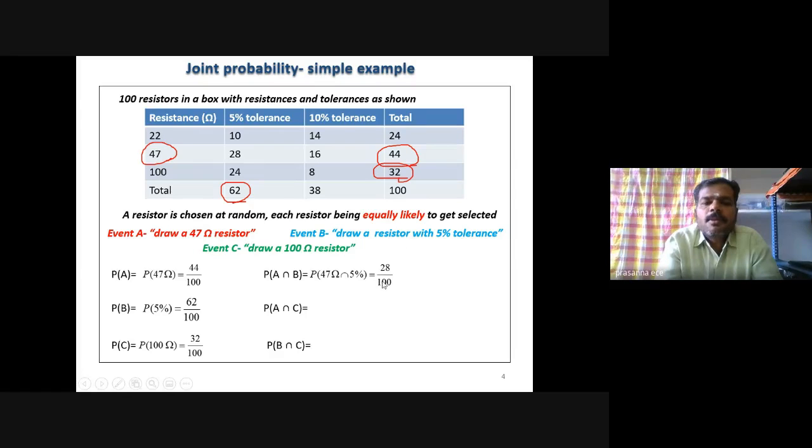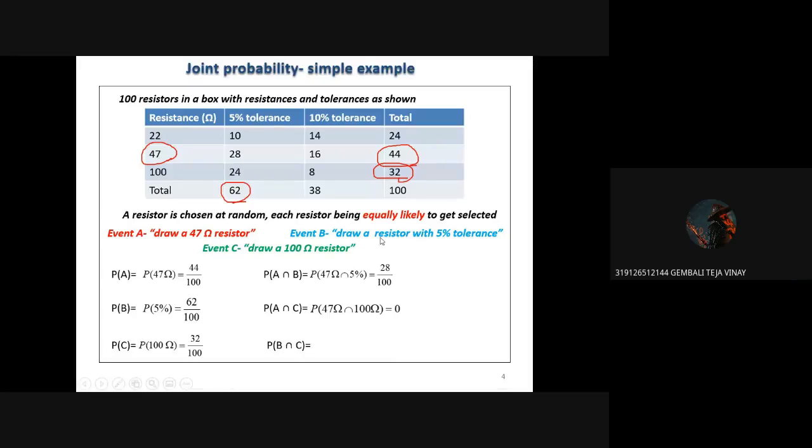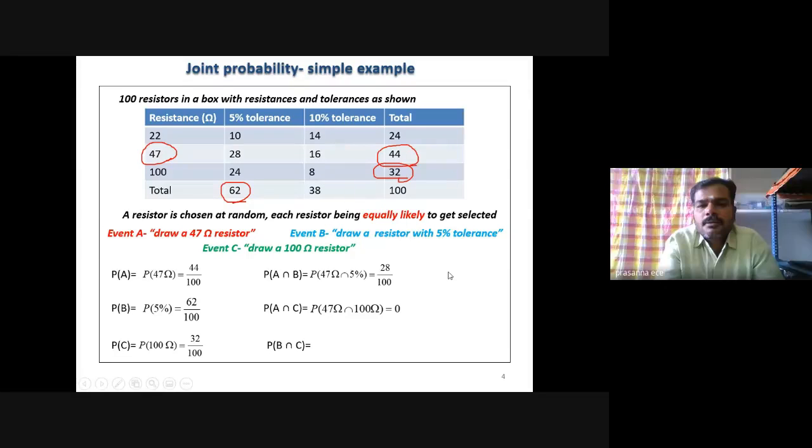Similarly, what is the probability of A intersection C? It's 0. 47 ohm and 100 ohm do not overlap, so both are mutually exclusive, and the probability of A intersection C is 0. Now what is the probability of B intersection C, a 100 ohm resistor with a 5% tolerance? We have 24 resistors of 100 ohms having 5% tolerance out of 100, so it is 24 by 100.